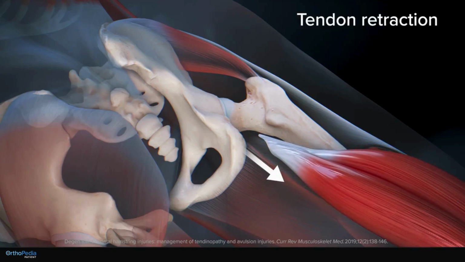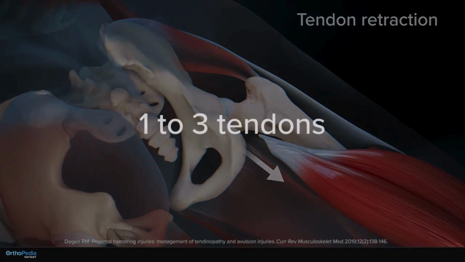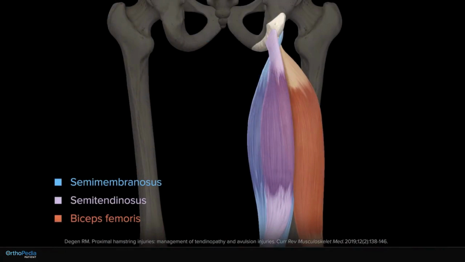Hamstring tendon tears at the hip can affect anywhere from 1 to 3 tendons. The most common tendons to be injured are those from the semitendinosus and biceps femoris, which join together to form the conjoint tendon. The semimembranosus, which attaches to the hip by its own tendon, is least commonly injured.